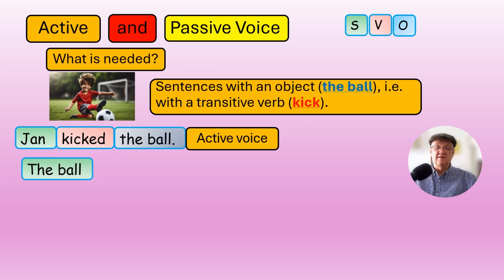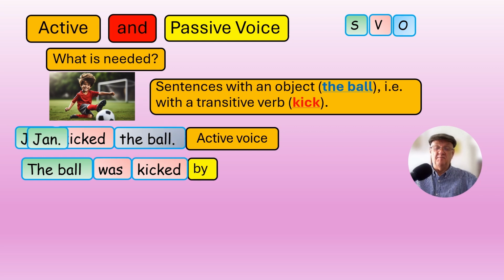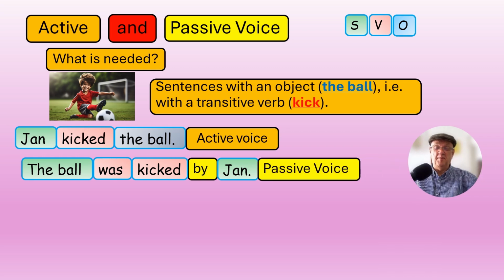Move the object of the active voice now to the subject position of the passive voice. There's my verb construction, my grammatical construction. It is past tense, kicked. So it becomes was kicked. Why was kicked? It's a singular subject. The ball is singular. Then I add by and I conclude with Jan. So that is an indication of the passive voice.